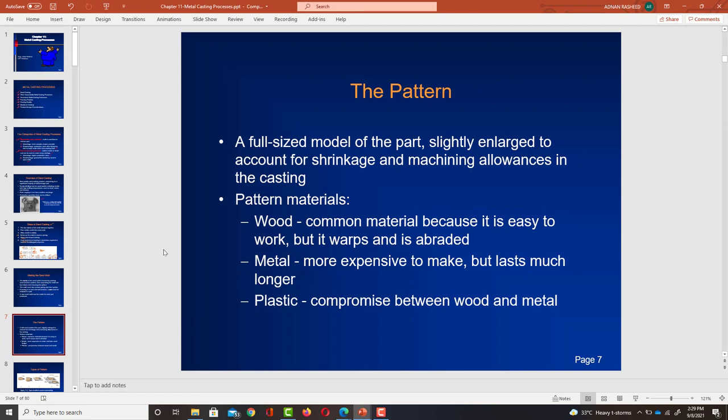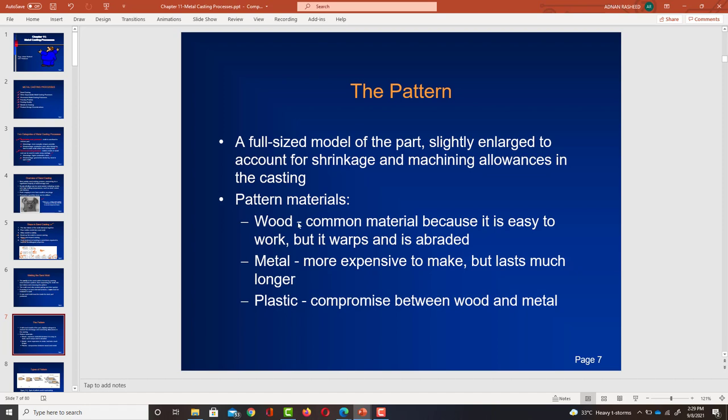Pattern, and you know that a pattern is a full-size model of the part that is slightly enlarged in dimension. And why is this enlargement given in the pattern? In order to account for shrinkage and the machining allowance that is given in the casting. Clear? And this pattern can be made of wood, metal and plastics.